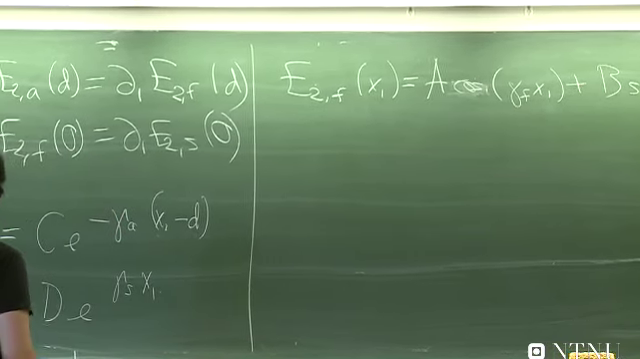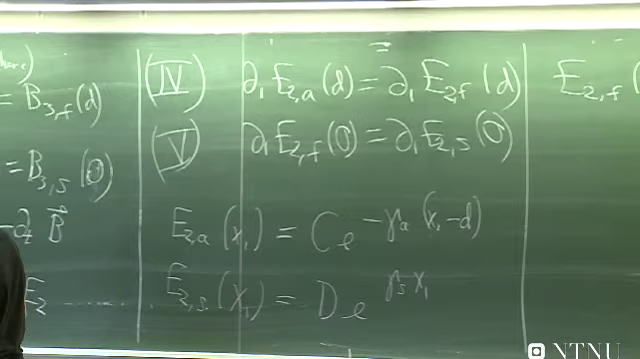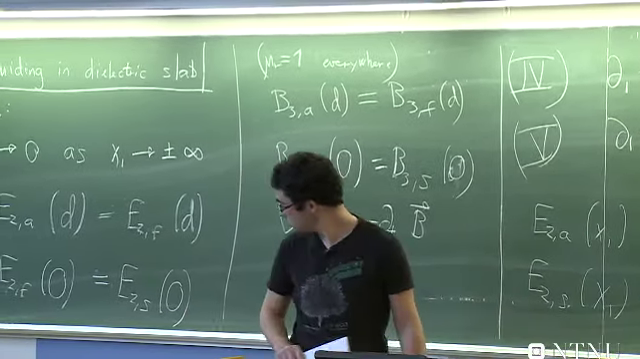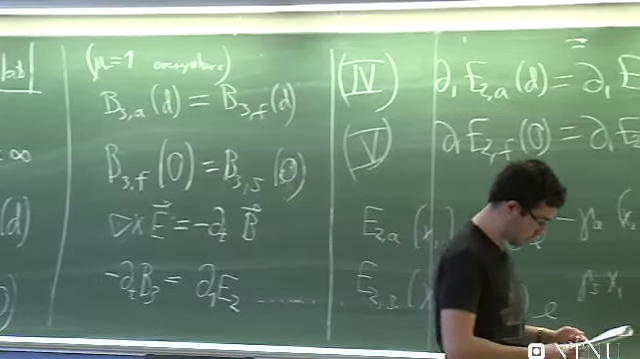So as an example, if you look at, let's say, this equation at 0, the electric field is continuous. No, wait.